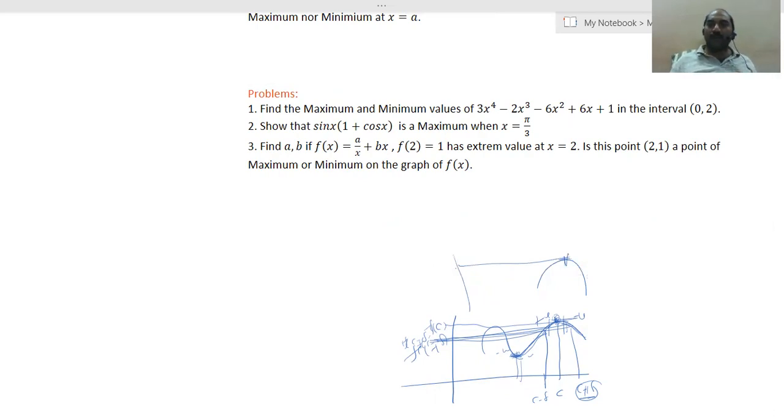So let's start the first problem. First problem.